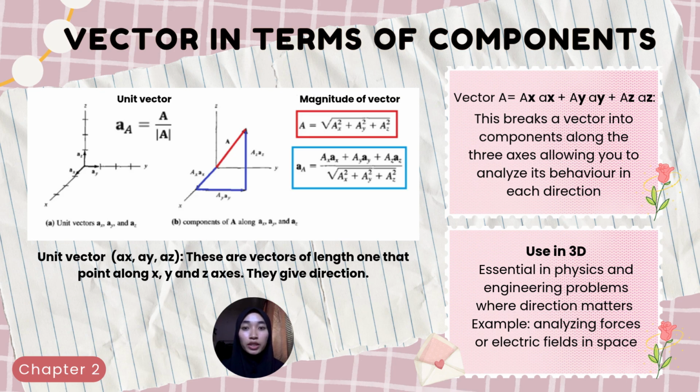Moving on, let's look at how we present vectors in 3D space using components. We break a standard vector A down along the three primary axes x, y, and z. Here, ax, ay, and az are unit vectors with a length of exactly one that point our way. By calculating the square root of the sum of the square components, we find the overall magnitude. This component breakdown is essential for analyzing physical force acting in three dimensions.